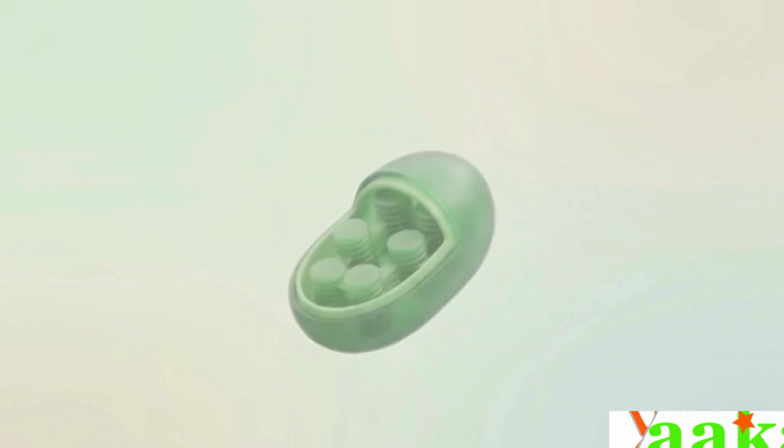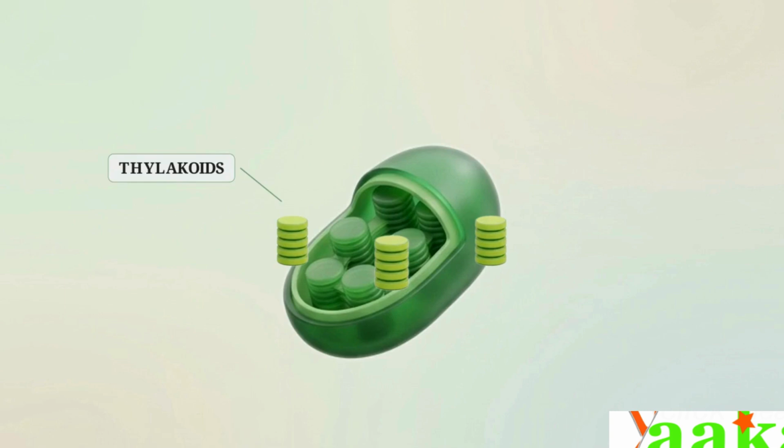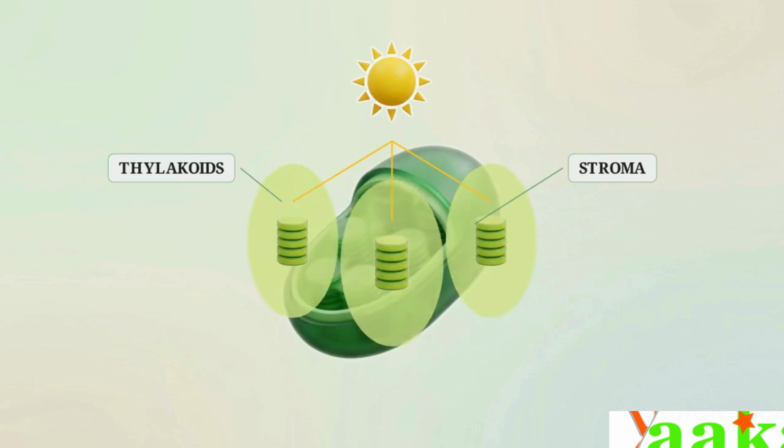This rotating 3D model shows the internal structure of a healthy chloroplast, the engine of plant growth. We can clearly see two primary zones, the coin-like stacks called the thylakoids, and the fluid surrounding them called the stroma. The thylakoids are the site of the light-dependent stage of photosynthesis. This is exactly where the plant uses chlorophyll to capture the sun's energy.